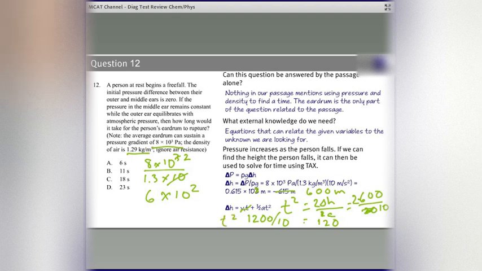So T has to equal the square root of 120. Now, there's a problem here. 120 isn't a perfect square, but it's pretty darn close to something that is. What's the correct value of T here? Yeah, you can round it down to 10, or you can round it up to 11. The answer is going to be somewhere around 10 or 11 seconds, which is which answer choice? What's the only possible answer choice here? Yeah, it's answer choice B.